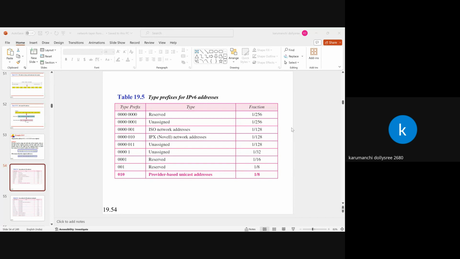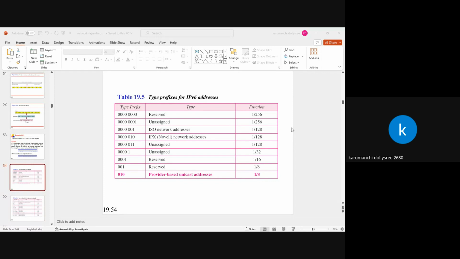So we can divide the addresses into different categories. It can have a few leftmost bits, and that leftmost bit pattern is called the prefix. In each address it defines its category. If the type prefix is variable in length, it is designed with no code being part of another code, so there is no ambiguity in this, right?